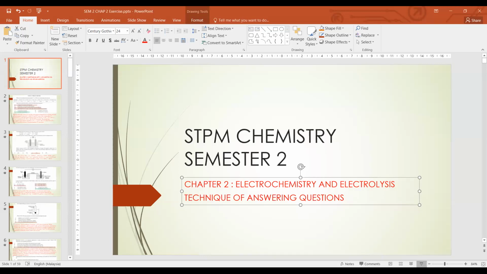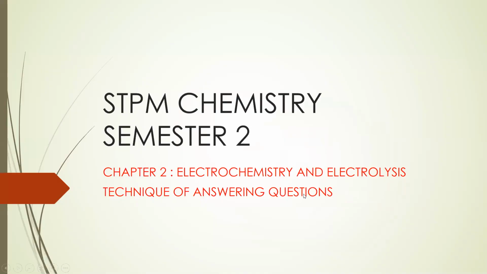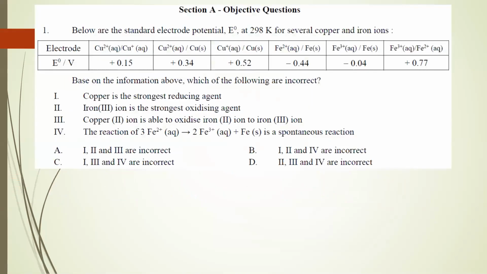Okay, so we are going to begin with the objective questions for chapter 2 for semester 2. Starts with question number 1. Below are the standard electrode potentials at 298 Kelvin for several copper and iron ions.